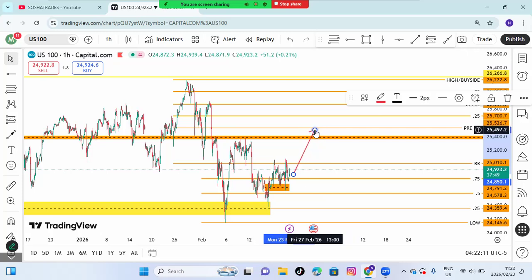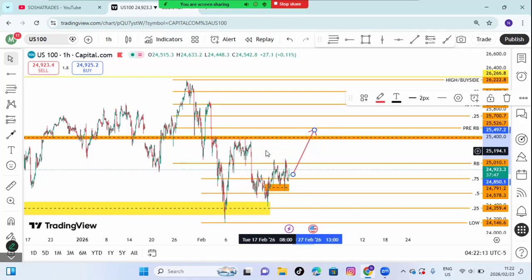Initially, I'd like to see it take this level here. Then I'd like to see it use this level, take out this high and these nice swing highs here.